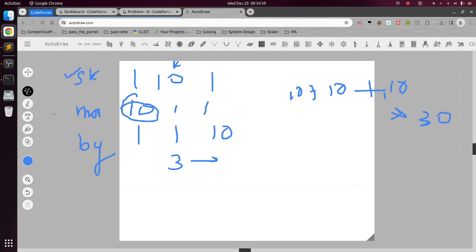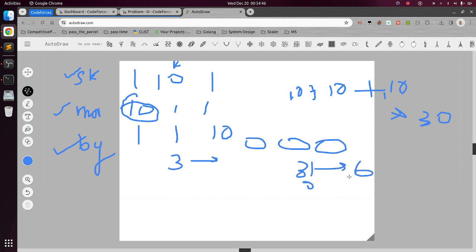Either you do this first, or this first, or this first. So these 3 arrays are there, and you have 3 factorial, so basically you have 6 ways: either you do first this, then this, and then this.